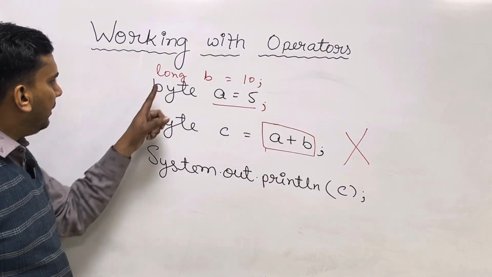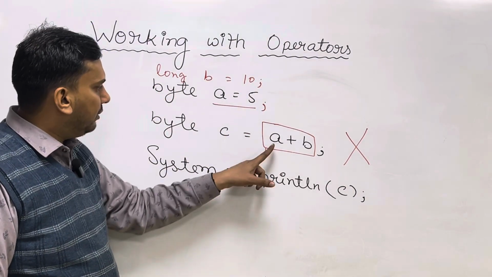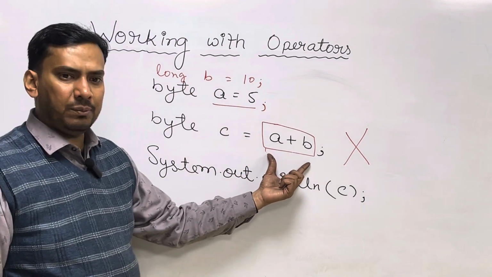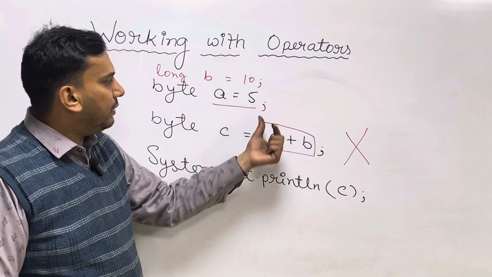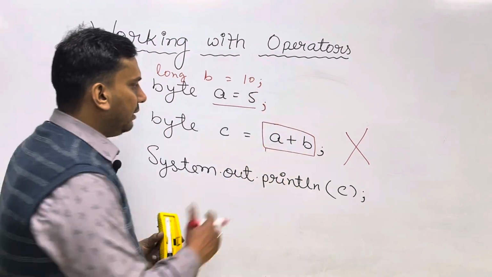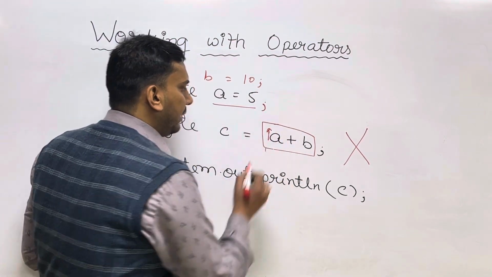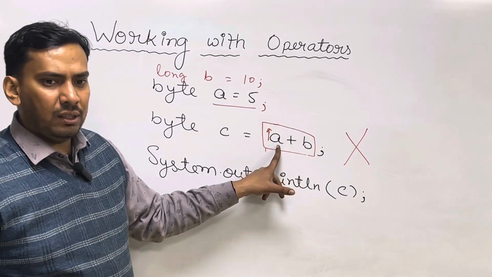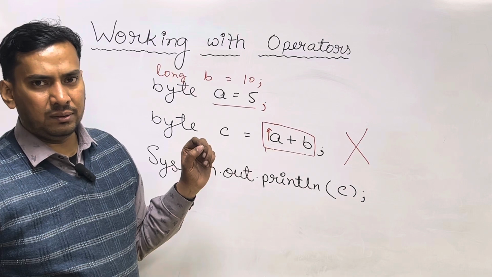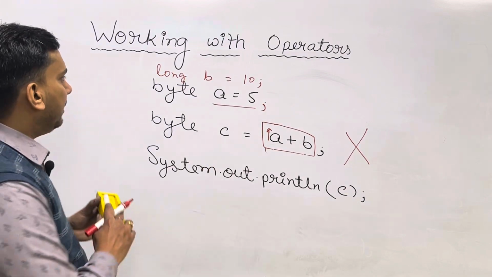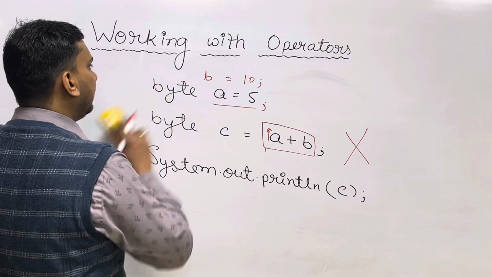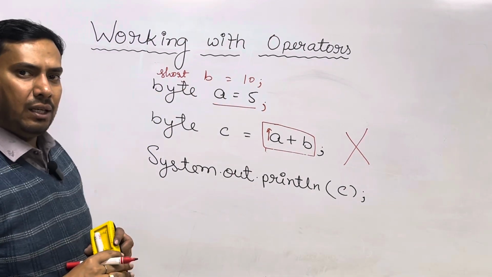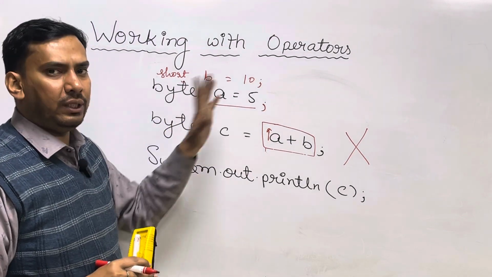So, what is going to happen? If I apply a plus b here, a is byte type and b is long type. So a will also be converted to long type. Widening will be done for a, and b is also long type. So long plus long, the result will be long. But suppose b is of short type. Now, the second scenario is b is of short data type.